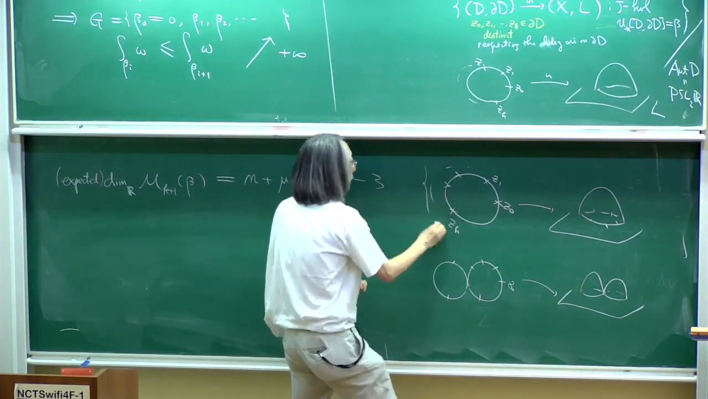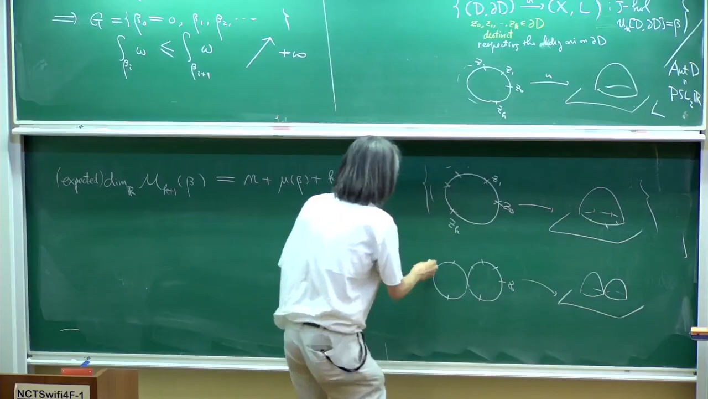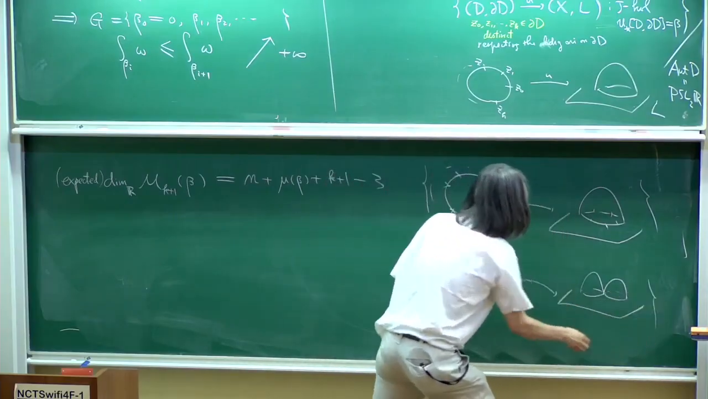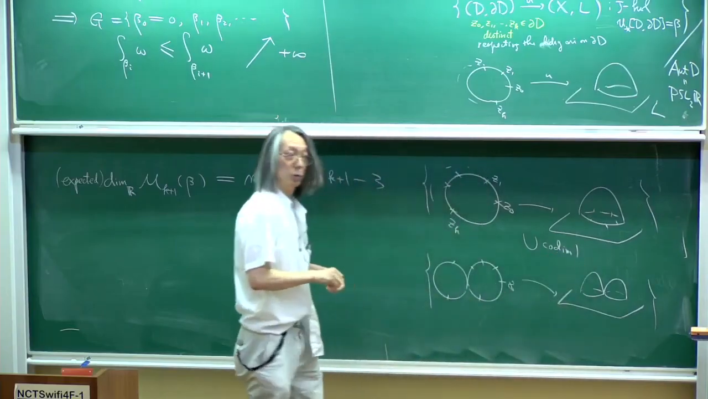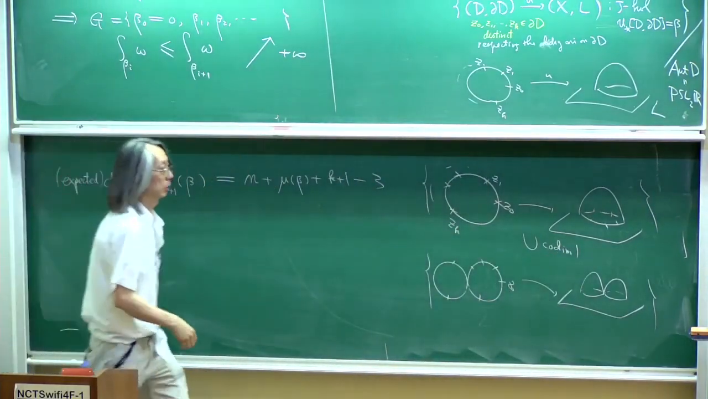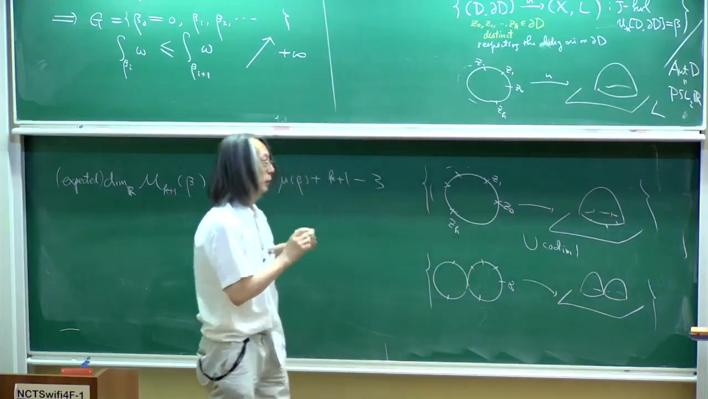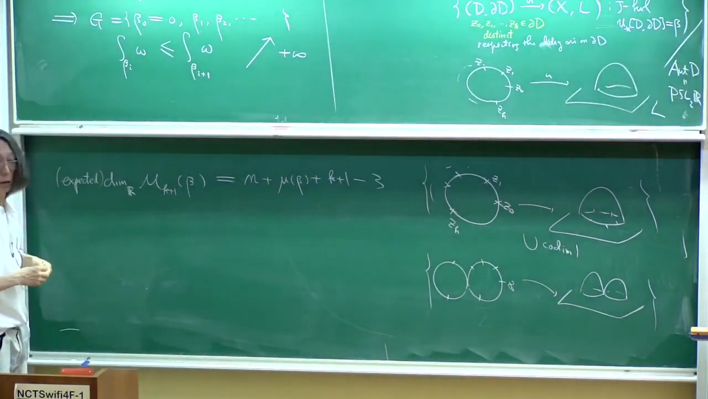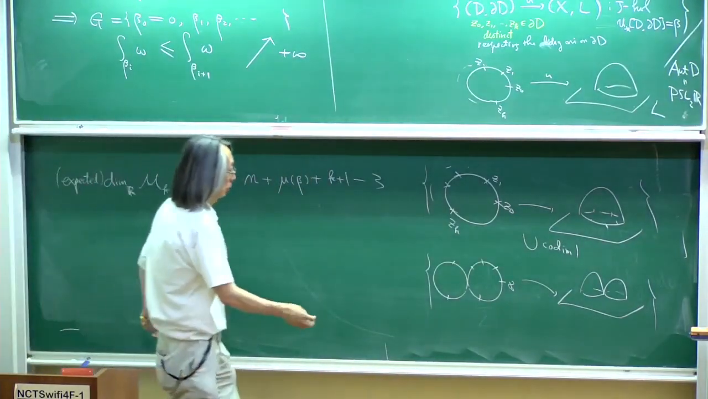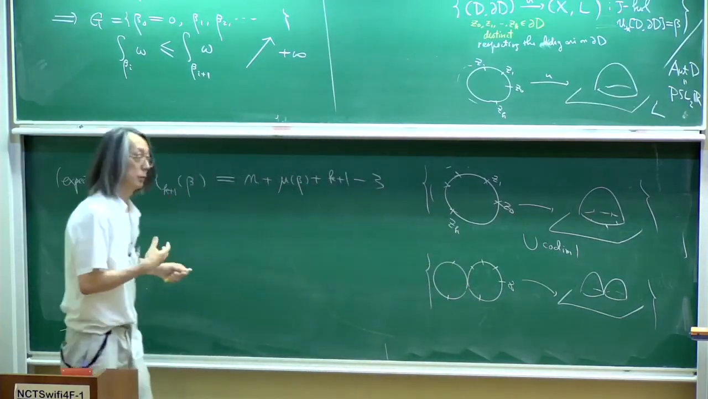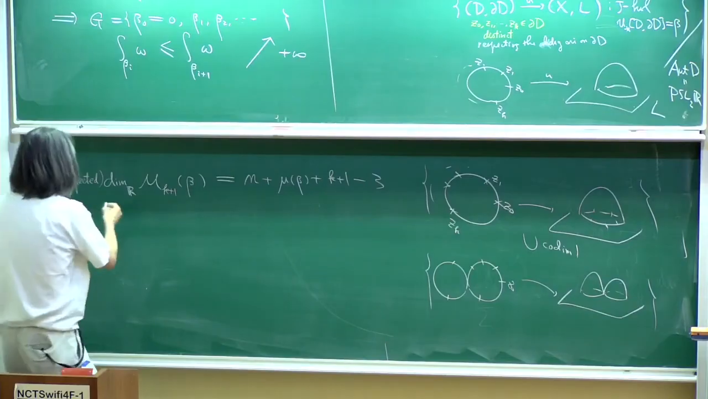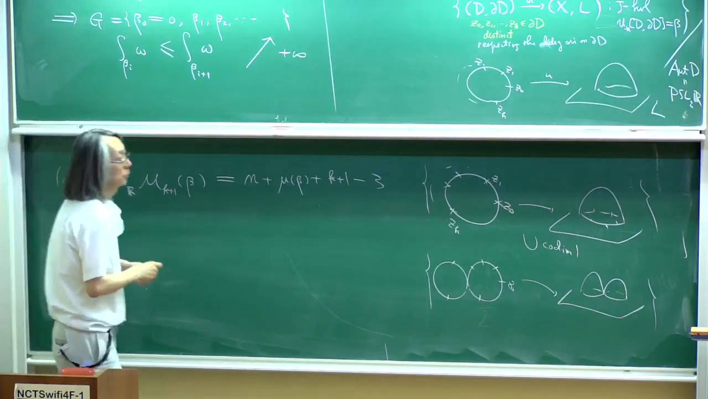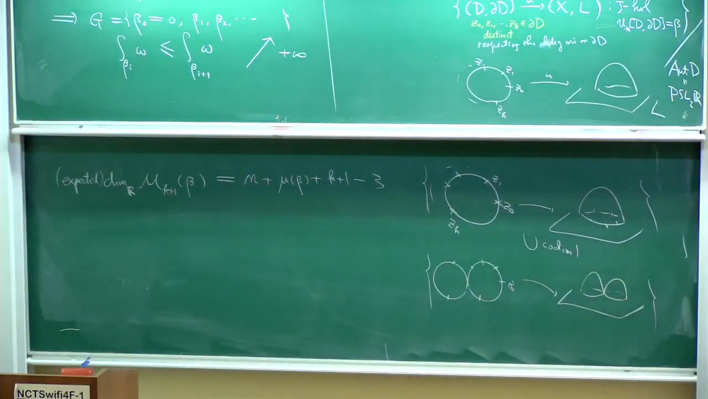So if you have this and this, this is actually a codimension 1 strata. You consider all possible ways to split into 2 components. If you have 3 components, it is a codimension 2 corner and so on. So anyway, this is the formula. Okay, so this is the automorphism.